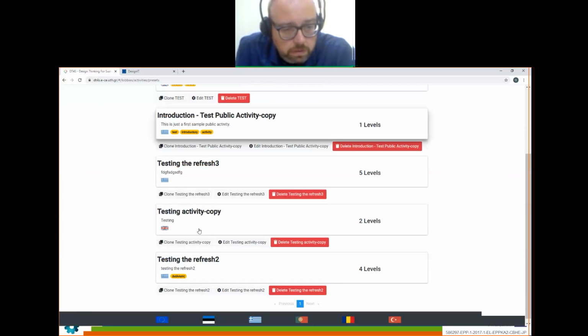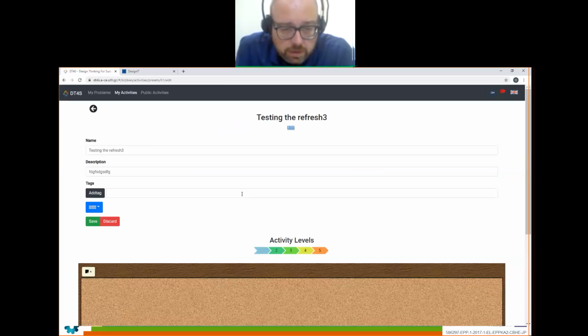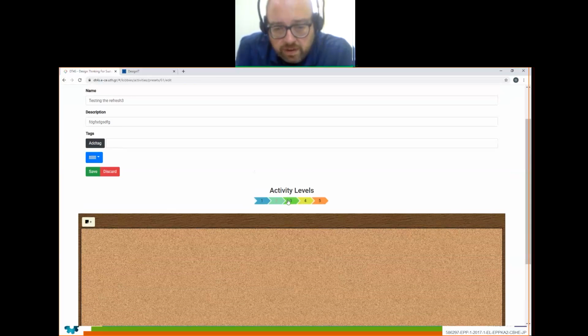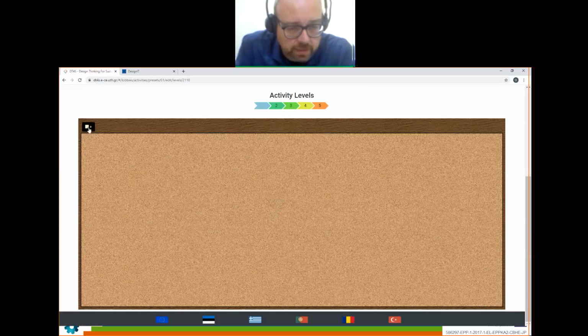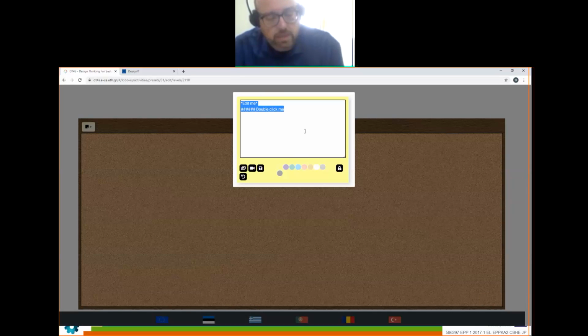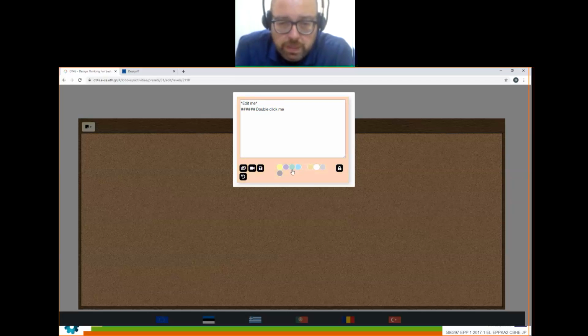No, wait. Where did I put that? Here it is. Now I'm editing it. As you can see, there are 5 levels. And for each of those levels, I can, as a teacher, begin to create some text for my student, pick a color for a post-it, put in some videos, or put in some photos, etc.